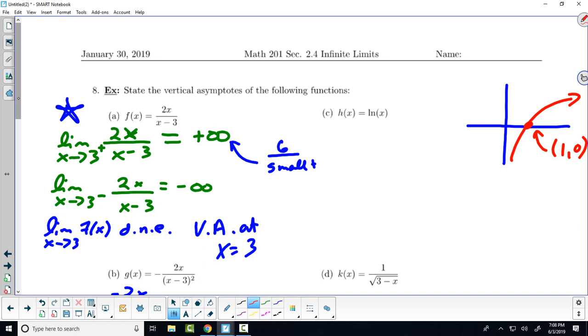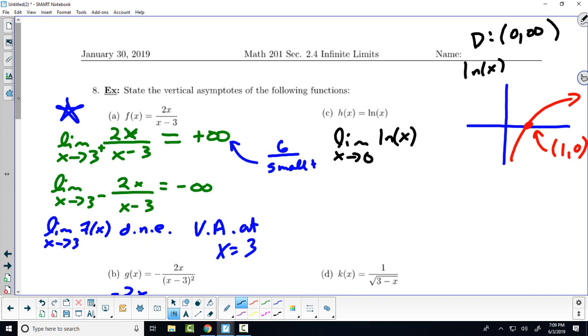So let's look at the limit as x approaches 0 of the natural log of x. Right? That's the boundary. What's the domain of the natural log function? Its domain goes from 0 to infinity. So what's the boundary of its domain? 0. Let's explore it.